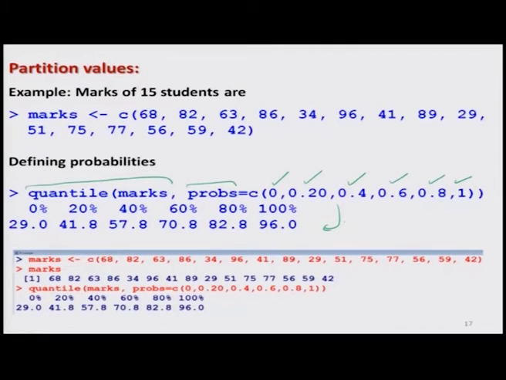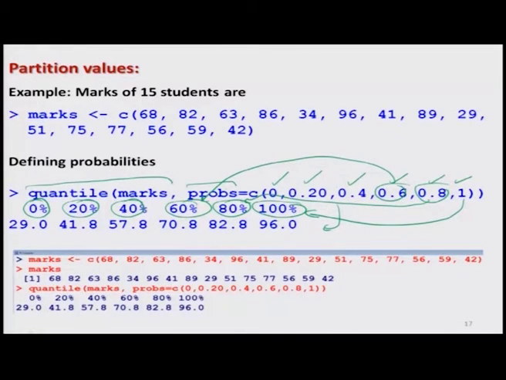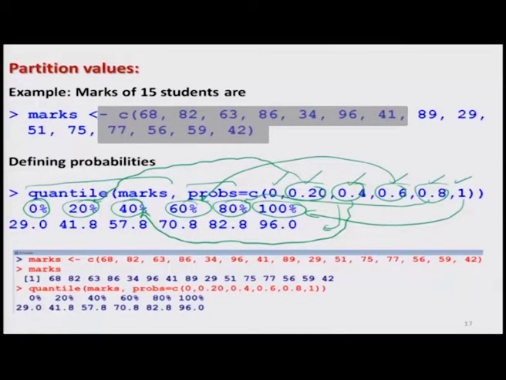So you can see that the partitioning is happening at 0%, 20%, 40%, 60%, 80% and 100%. So 1 corresponds to 100%, 0.8 corresponds to 80%, 0.6 corresponds to 60%, 0.4 corresponds to 40%, 0.2 corresponds to 20% and 0 corresponds to 0%. So this is how you can compute different types of quartiles, but let us try to do it over the R console.